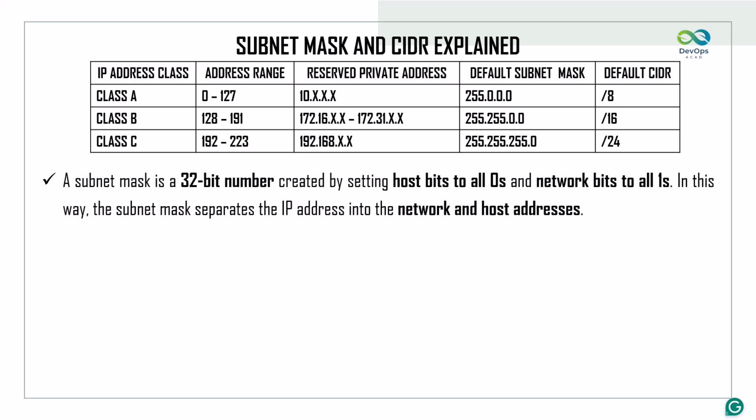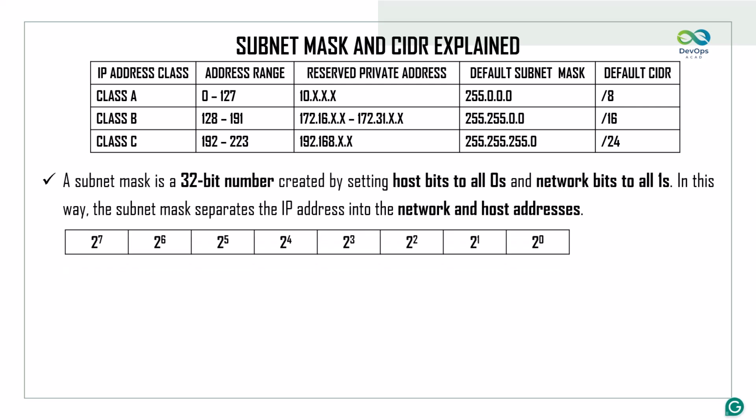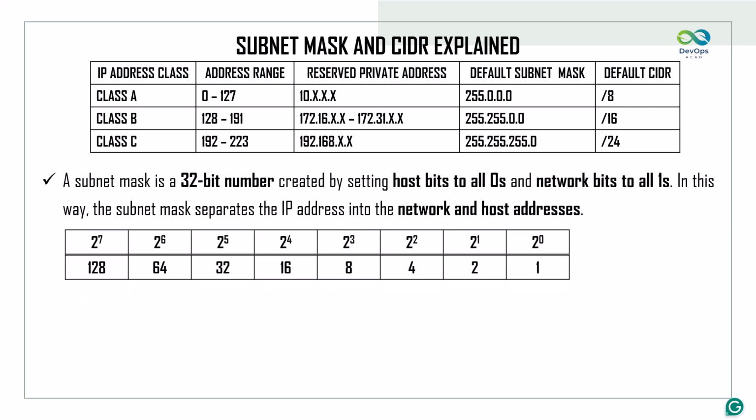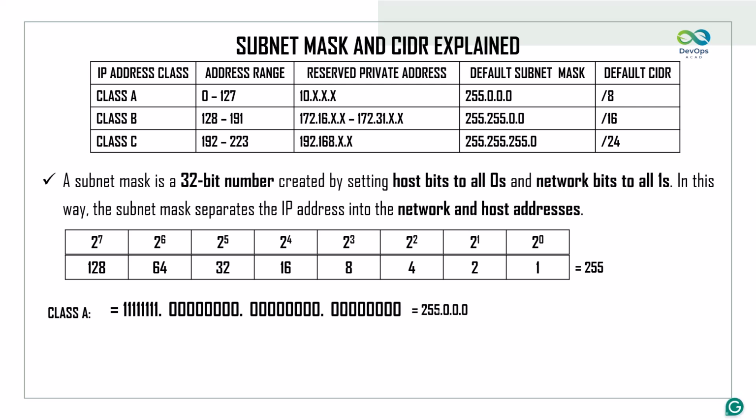So let's take it a step forward. Going back to our table here, we already know that if we add all of these things together, it gives us 255. So let's take a look at class A in binary. In binary, the first set, everything is turned on, and the remaining ones we have 0, and of course that will give us the default subnet mask.